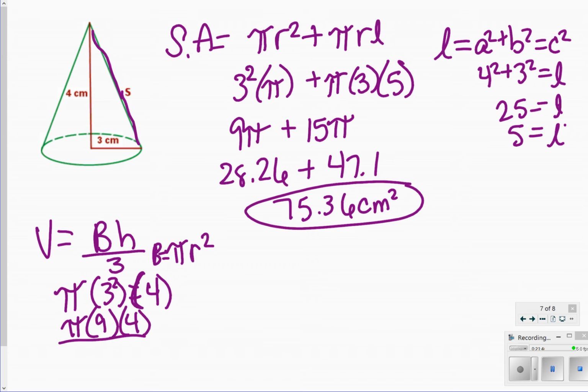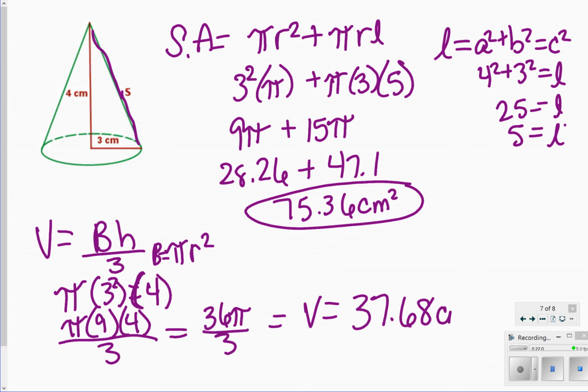And we're going to divide the whole thing by 3 because it's decreasing in area as it gets higher and higher. So 36 pi divided by 3. Again, you can calculate it lots of different ways. In the end, your final volume answer is 37.68 centimeters cubed because it's volume.